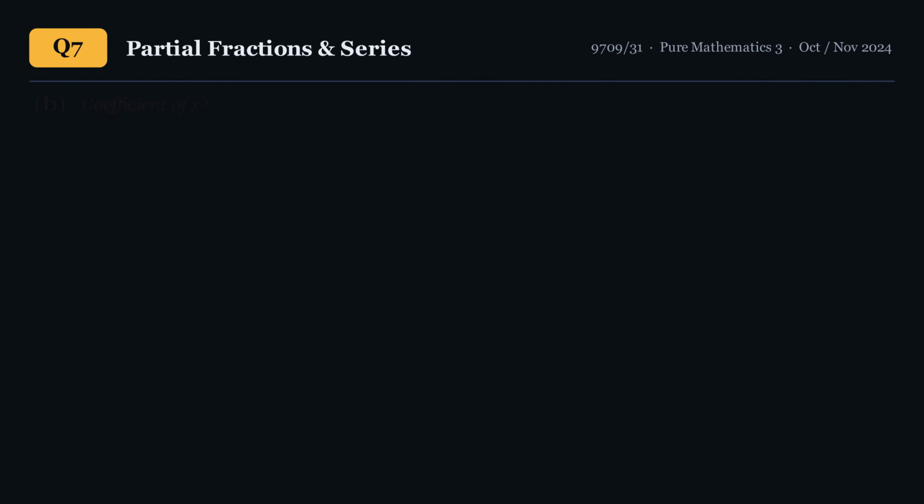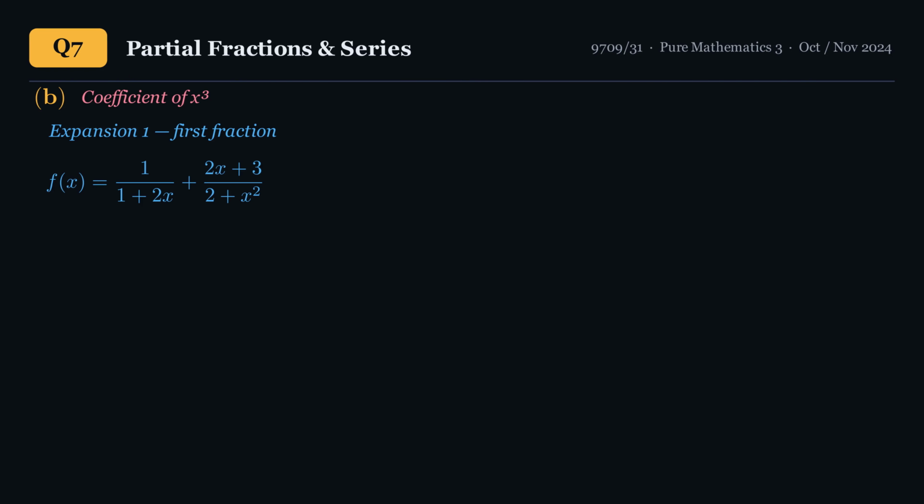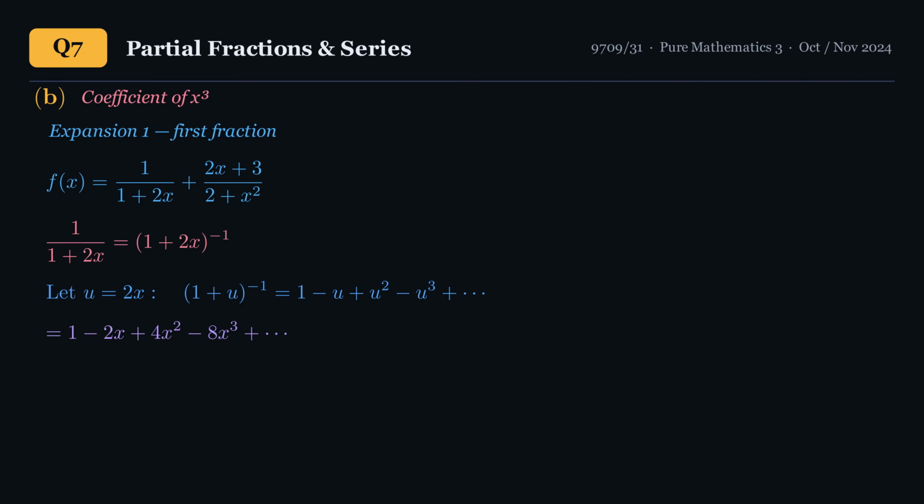Now apply the formula. We expand each partial fraction, one at a time. Expansion 1. Only the first partial fraction, 1 over 1 plus 2x. From part A, f of x equals 1 over 1 plus 2x, plus 2x plus 3 over 2 plus x squared. Ignore the second term for now. Rewrite the first fraction as 1 plus 2x to the power minus 1. Use the formula with u equals 2x. Each power of u becomes a power of 2x. So we get 1 minus 2x plus 4x squared minus 8x cubed.